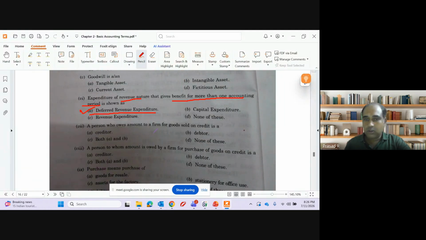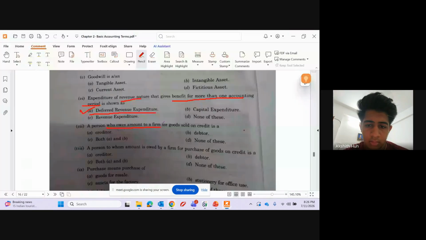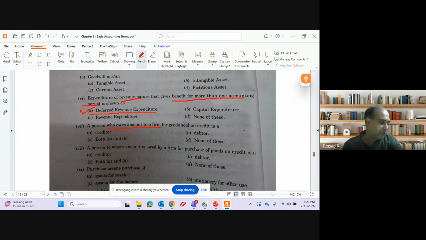I will highlight a few words. A person who owes an amount to a firm is called a Debtor. A person to whom I have to give something is called a Creditor.